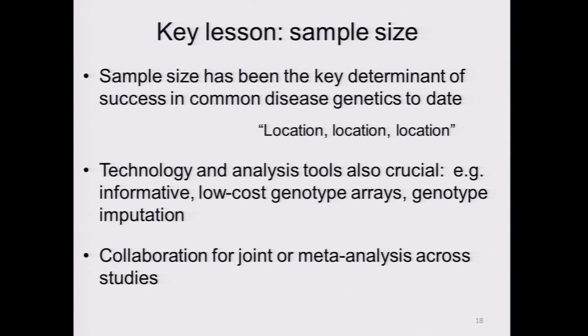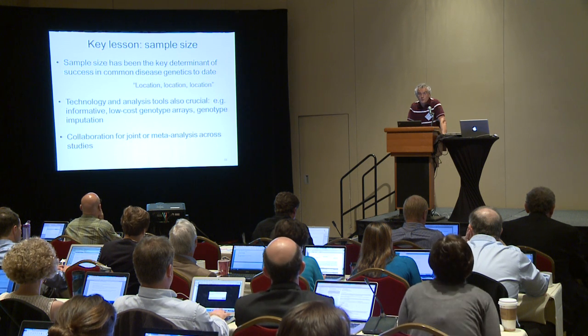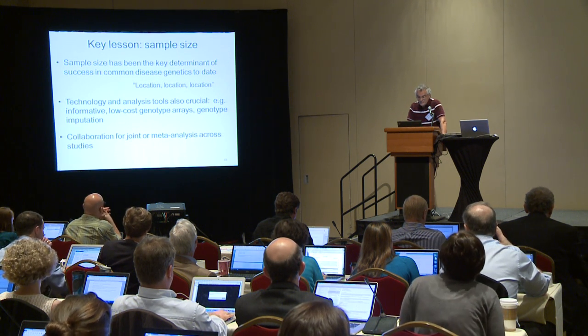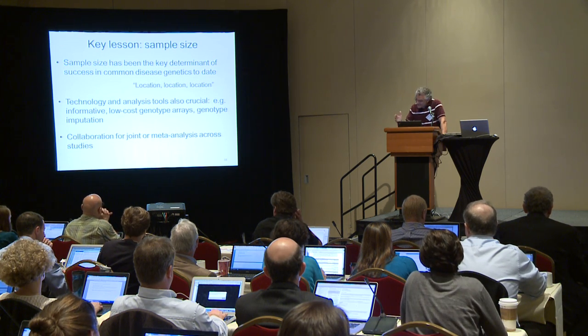Okay, so if a key lesson is sample size, I just want to reemphasize technology and analysis tools are also crucial. In our case, having informative, low-cost genotyping arrays was incredibly important. And genotype imputation made it possible to combine data across multiple studies when different arrays were used. At least as important to talk about and to be thinking about in terms of its implications for going forward is collaboration, echoing something that Eric and Adam were talking about, the importance of consortial efforts. Well, that's certainly been true as we've been dealing with common diseases in the context of common variant GWAS. It's every bit and even more true as we're dealing with rare variants, collaboration to allow joint and meta-analysis across multiple studies.